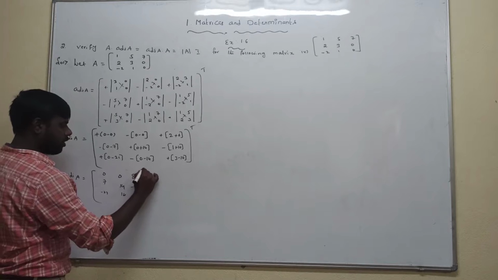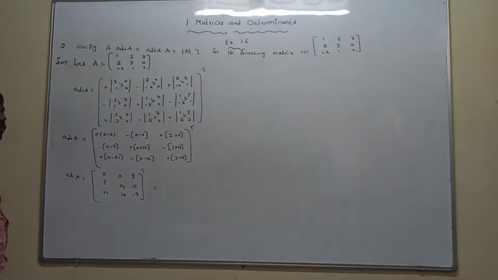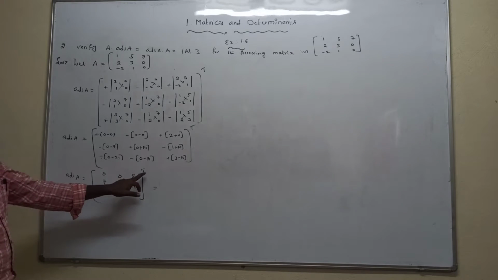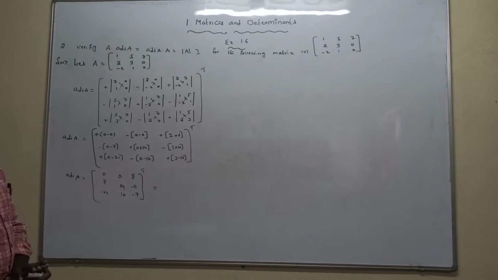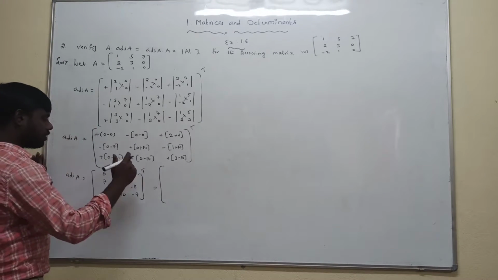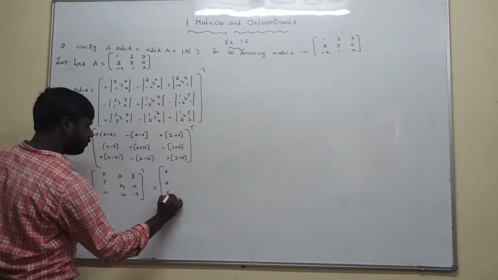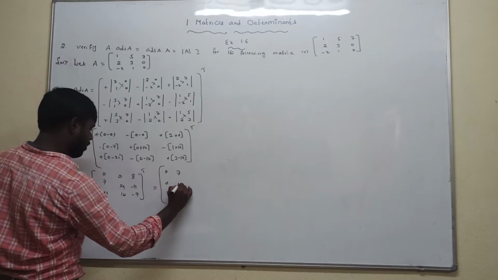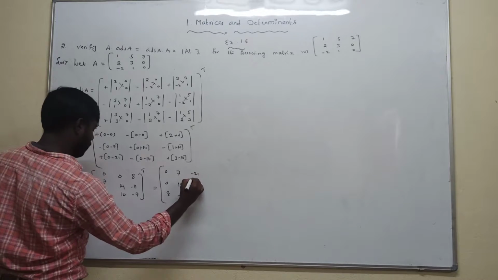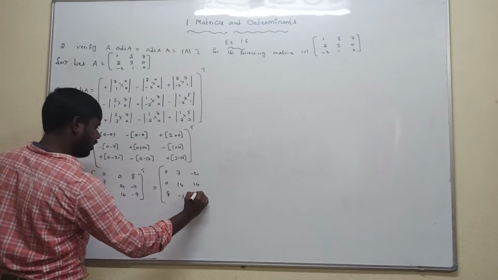That is the transpose of the matrix capital A. This is the condition. Next we need to calculate the transpose of the matrix, nothing but interchanging rows and columns. First row is replaced with the first column, second row with the second column, and third row with the third column. This is the adjoint of A.